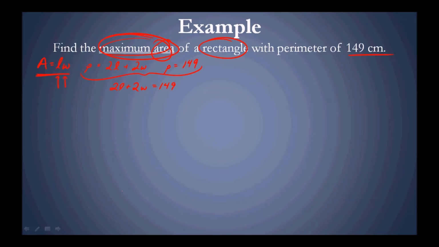So let's arbitrarily choose L as length. So solve for L. 2L equals 149 minus 2W. So L is equal to 149 minus 2W, all divided by 2. Now we can put L into our area formula. Area equals, we know L in terms of W is 149 minus 2W divided by 2. This quantity represents L. Multiply this by W.